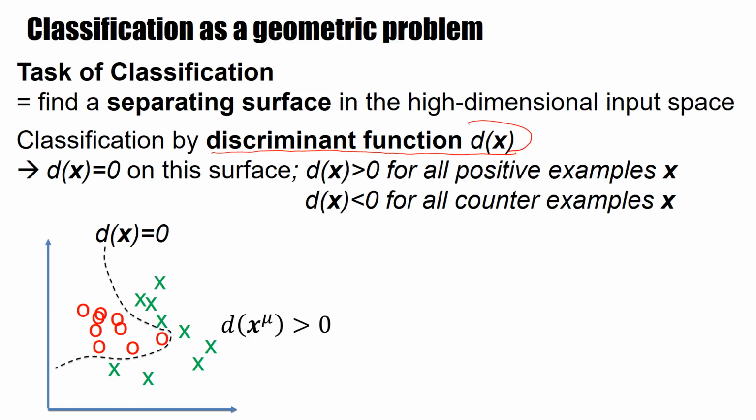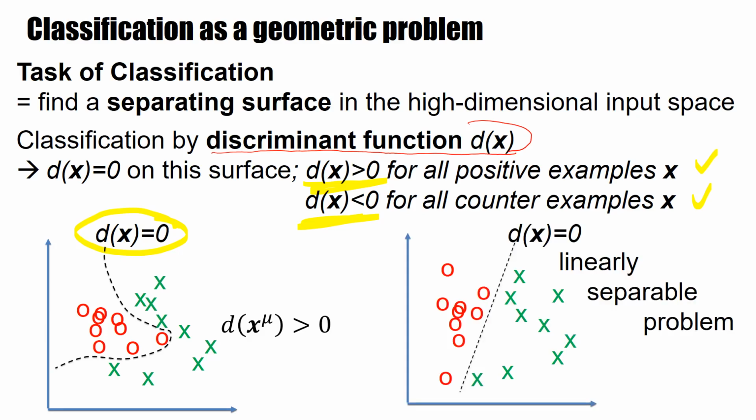So defining or finding the surface means finding a discriminant function so that the positive examples give a positive value and the negative examples give a negative value, and then we are done. The separating surface is the set of all points where this d of x is exactly 0. Now, a particularly simple case would be the linearly separable problem. Linearly separable means that this separating surface can be described by just a linear function.